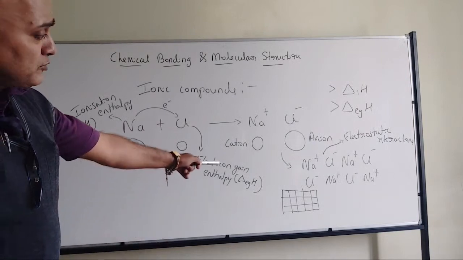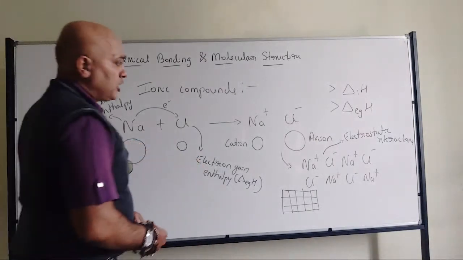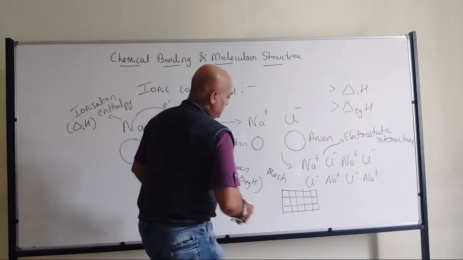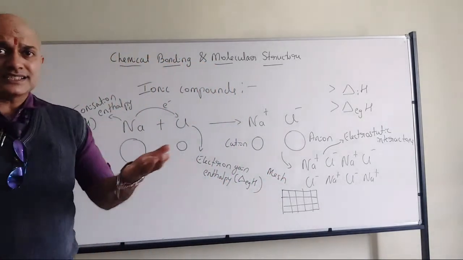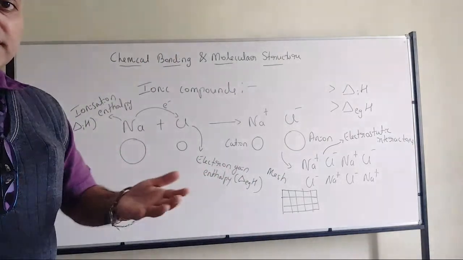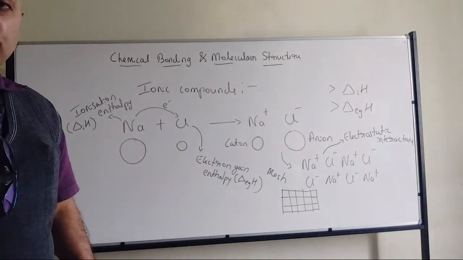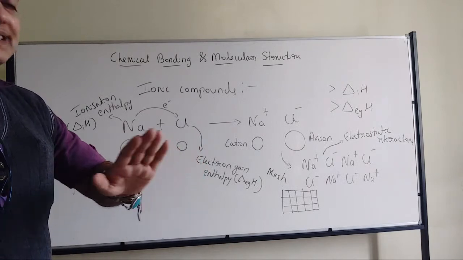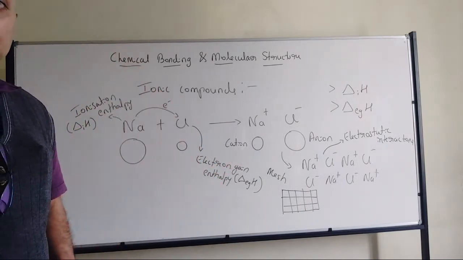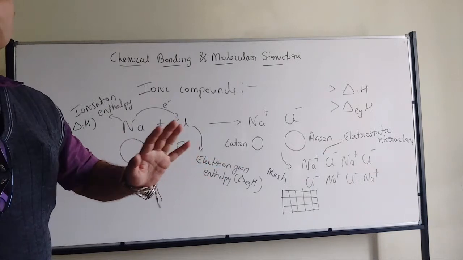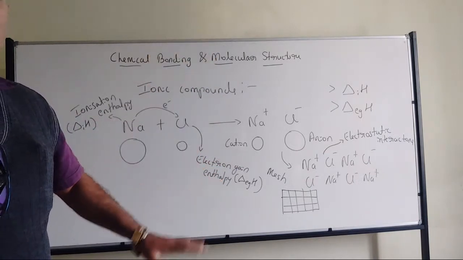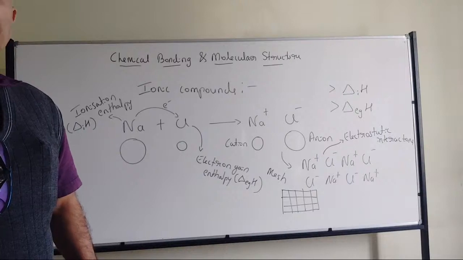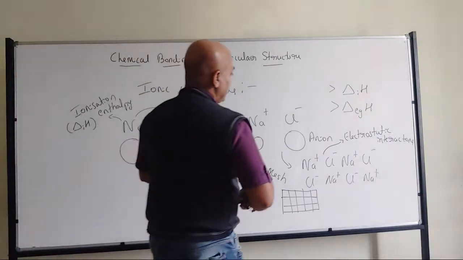Since it looks like a mesh, not mess, it looks like a mesh, right? Which we use as a filtering agent. During the construction of buildings, you might have seen sand being filtered through a mesh. Or so that mosquitoes should not come, we have a mosquito net. That's where we have the mesh. So that mesh is nothing but a lattice.